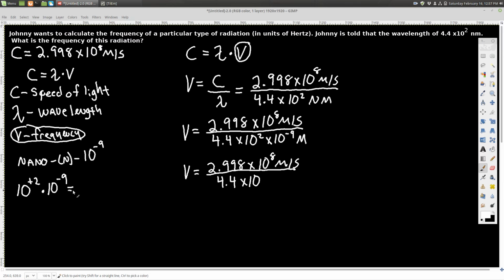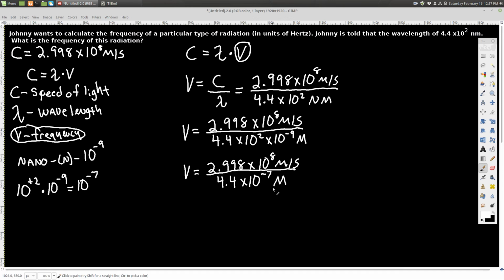Now what's going to happen is we're going to keep the 10, but we're going to add these two exponents together. A positive 2 plus a -9. If you notice, that'll give us a -7. So we're going to write a -7 right here. Alright, so we now have meters.